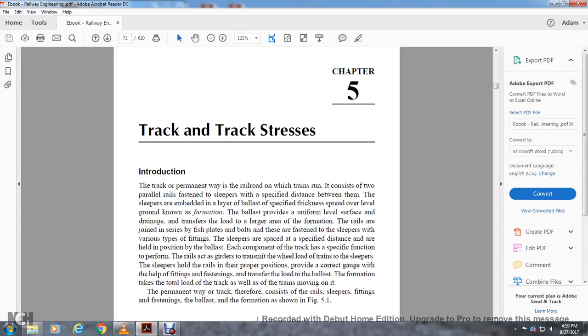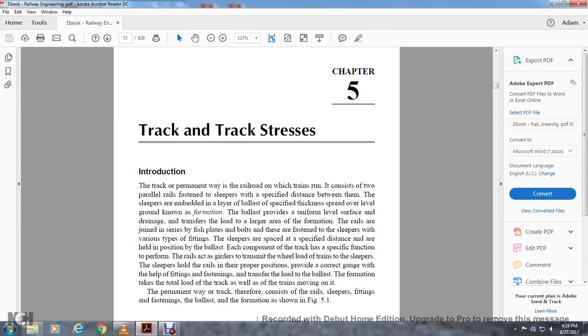It consists of two parallel rails fastened with sleepers with a specified distance between them. The sleepers are embedded in a layer of ballast of specified thickness spread over the formation. Ballast provides a uniform level surface and transfers the load to a larger area of the formation. The rails are joined in series by fishplates and bolts, and they are fastened to sleepers with various types of fittings. Sleepers are held in position at the specified distance by the ballast.